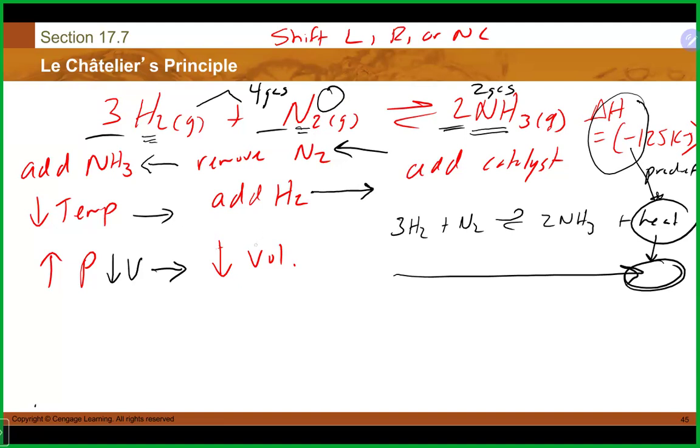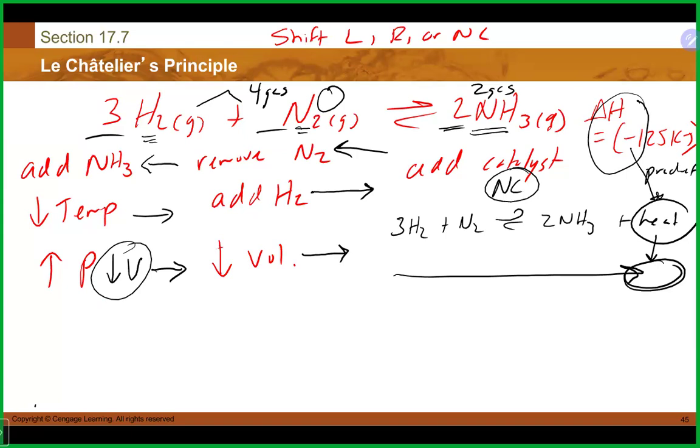Decreasing the volume here is actually the same thing I did here. Look at that. So it should also go to the side with the least number of gas molecules, which would be to the right. And lastly, adding a catalyst will cause no change to occur. Any questions on any of those?